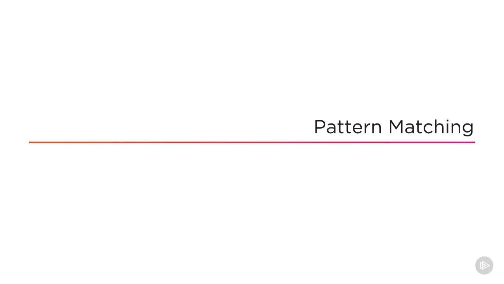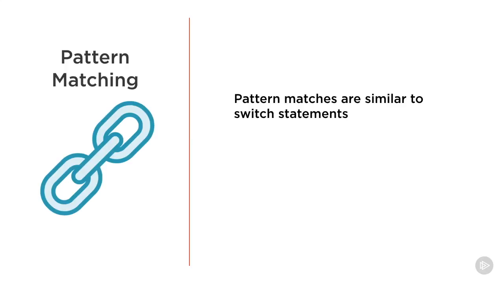Pattern matching is one of the most commonly used language constructs in Scala. The name pattern matching would suggest that it's some kind of sophisticated machine learning algorithm, but in reality, pattern matching is a very powerful form of a switch statement from Java or C or C++.